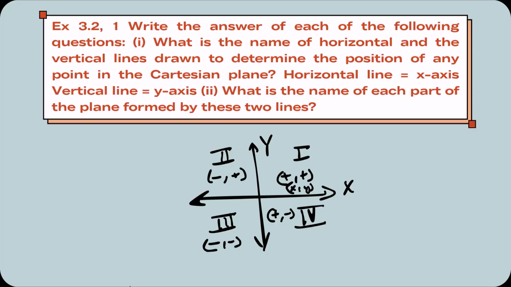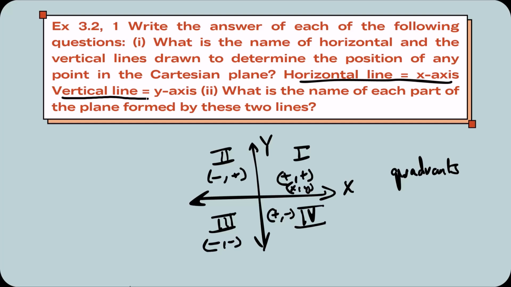So each part of the plane formed by these are called quadrants. What are they called? 1, 2, 3, 4. They're called quadrants. It's as simple as that. And the horizontal line is what? We already wrote it here. Horizontal line is x-axis, vertical line is y-axis, right?